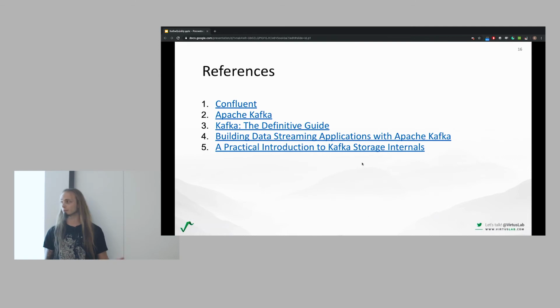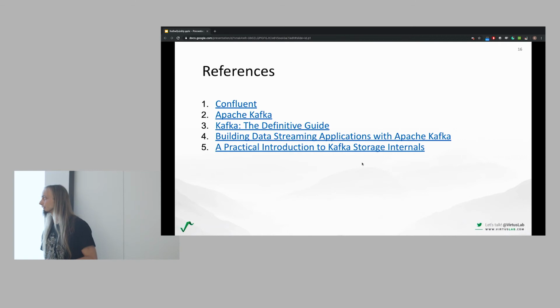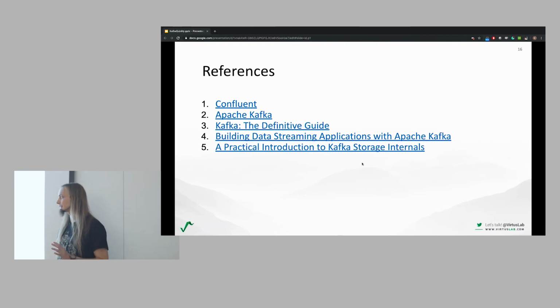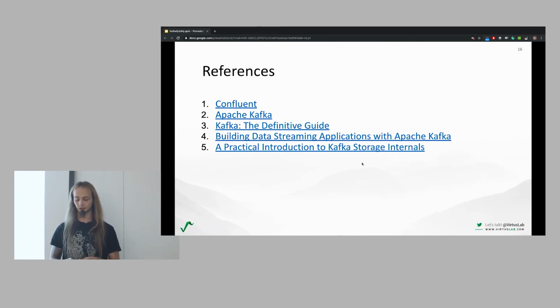As I mentioned, here's a bunch of references. Two of them are just links to official documentation from Confluent and Apache Kafka. The third is a very good book, the Kafka Definitive Guide. There are plenty of examples of how we can run Kafka. They are quite nicely written. The fourth one is for more experienced and advanced usage, because it is about building a whole data streaming application. And the last one is a blog post about the Kafka storage internals.